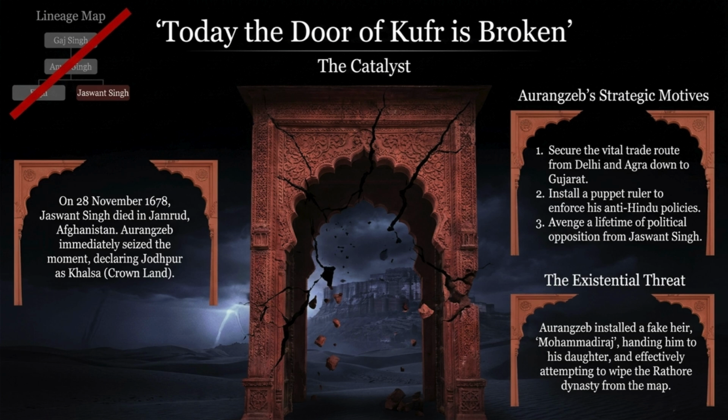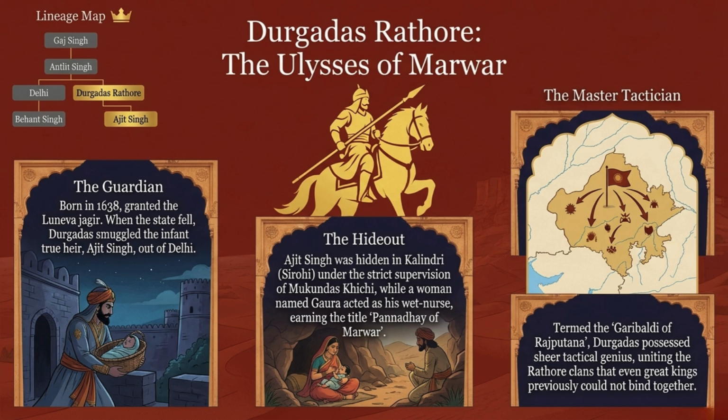Presenting an existential threat to the Rathore bloodline, Aurangzeb installed a fake heir named Muhammad and handed him to his daughter, effectively attempting to wipe the Rathore dynasty from the map. But Marwar would not fall, thanks to the ultimate guardian, Durgadas Rathore, the Ulysses of Marwar.